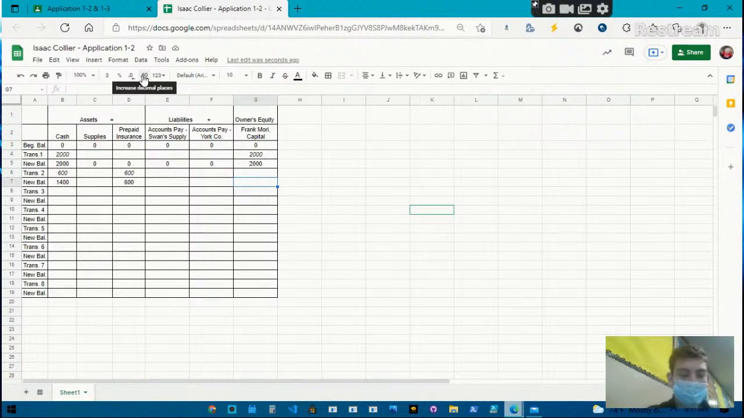Okay. So what was transaction 2? You're not even on the right page. You gotta get to the right page so you know what's going on. Page 17. Okay, so read number 2.